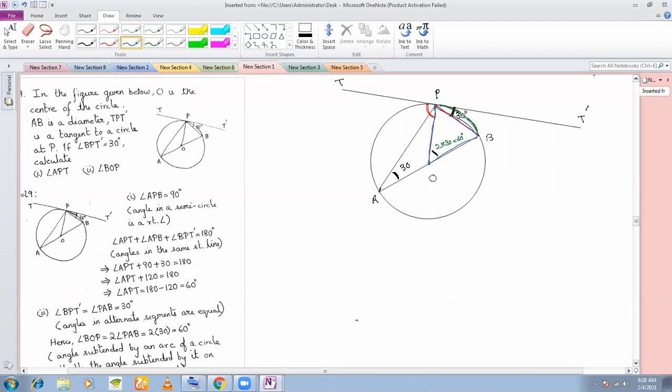This triangle outlined in blue. If you see these two, OP and OB, these two are radii, so they must be equal. So therefore, in this triangle, two sides are equal. Therefore, the angles opposite to these equal sides must be equal. That means these two angles here must be equal.